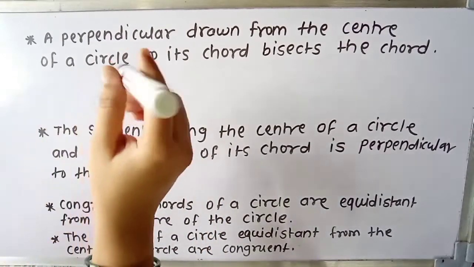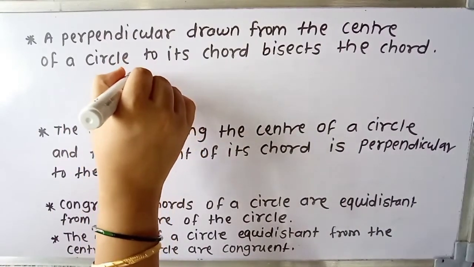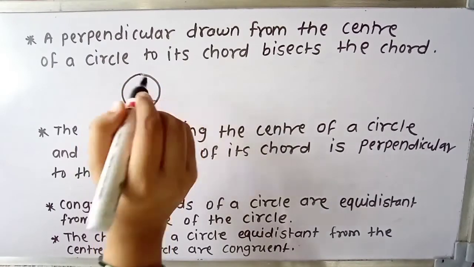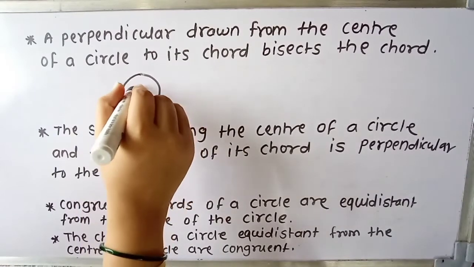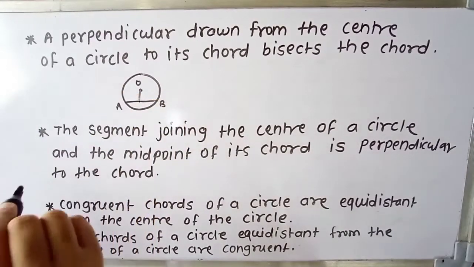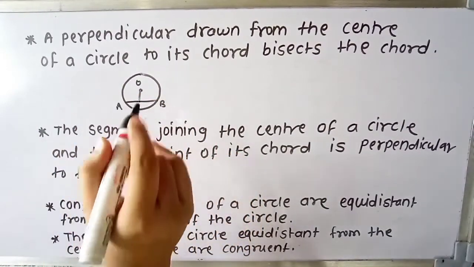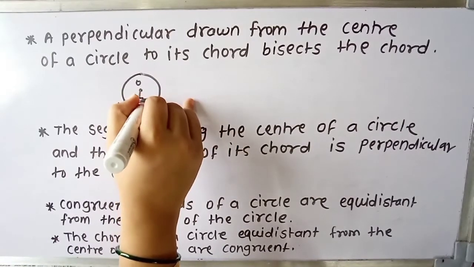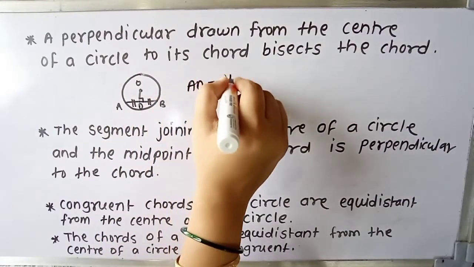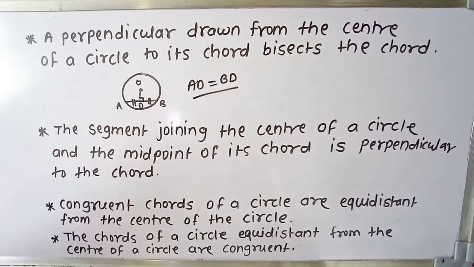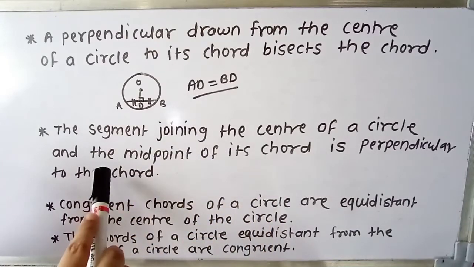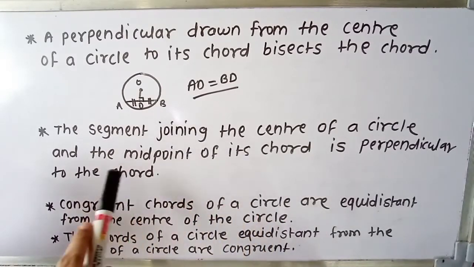So a perpendicular drawn from the center of a circle to its chord bisects the chord means what? There is one circle, and this is one chord. Suppose this is AB. And if I draw a perpendicular from the center of the circle to its chord, then this perpendicular will bisect the chord. Means AD is equal to BD. Is this clear to you? Then the segment joining the center of a circle and the midpoint of its chord is perpendicular to the chord.